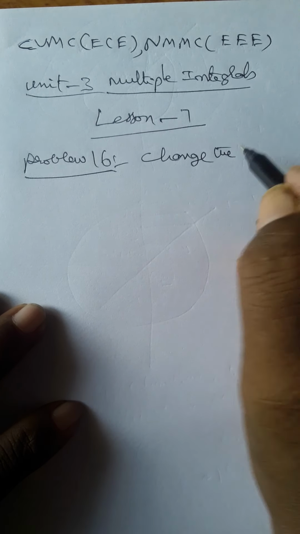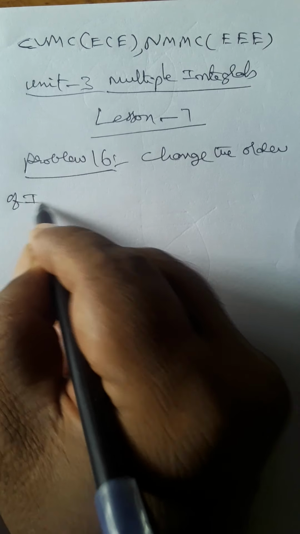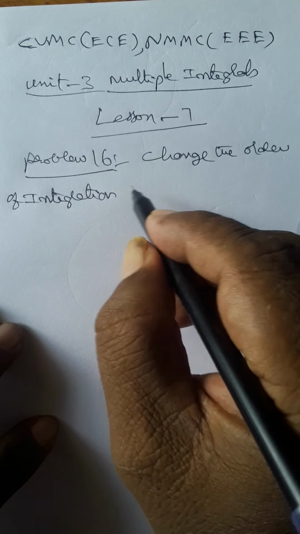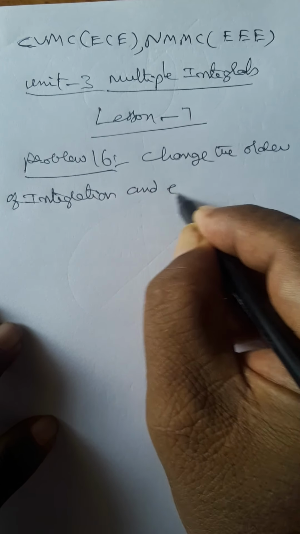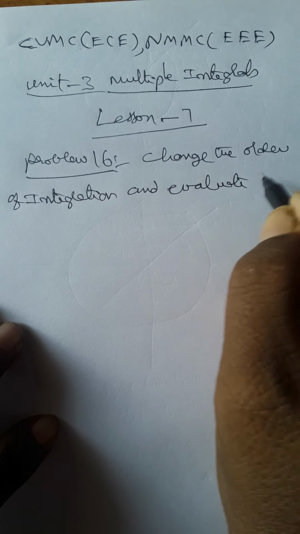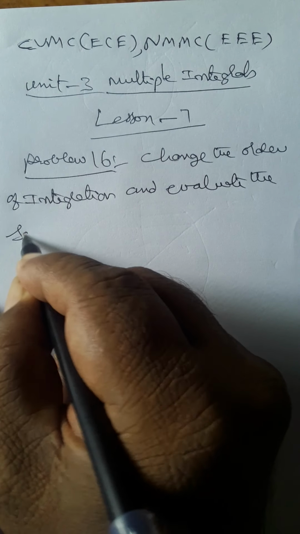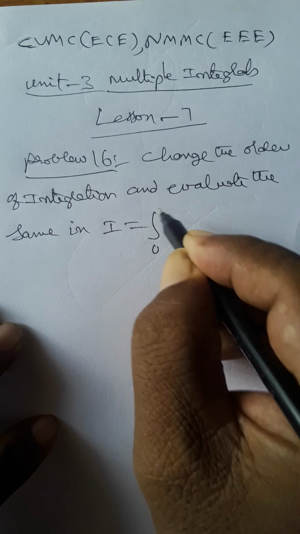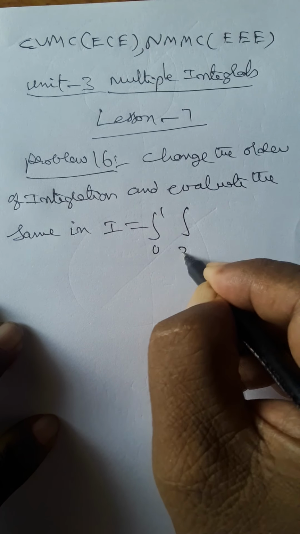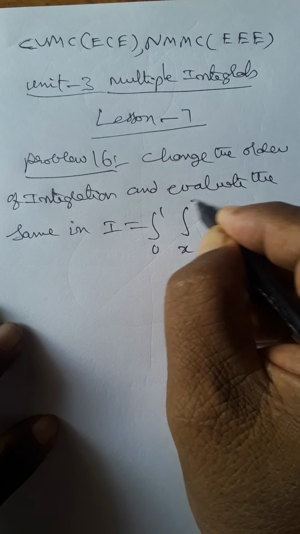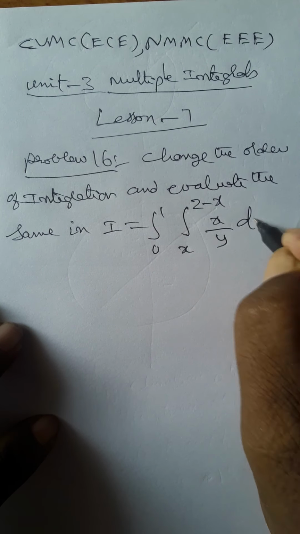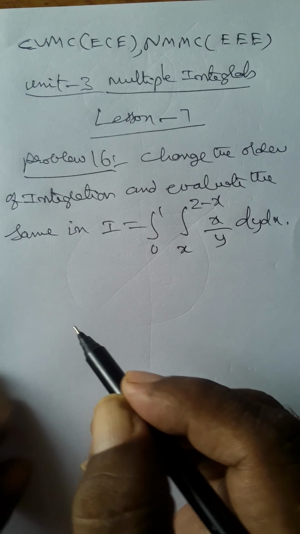Change the order of integration and evaluate the same. I is equal to the integral from 0 to 1, integral from x to 2 minus x, of x by y dy dx.